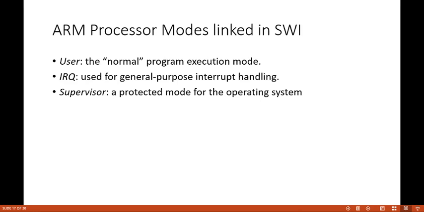Now let us explore the SWI instruction in detail, the software interrupt. What are the different processor modes present for that instruction? There are a total of 3 modes: user, IRQ and supervisor. User is the normal program execution mode. IRQ is for general purpose interrupt handling. Supervisor is a protected mode for the operating system.